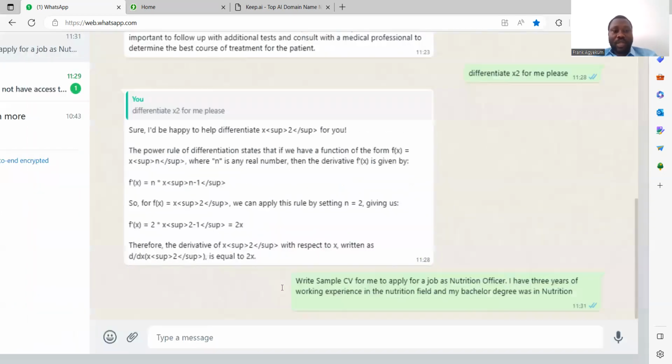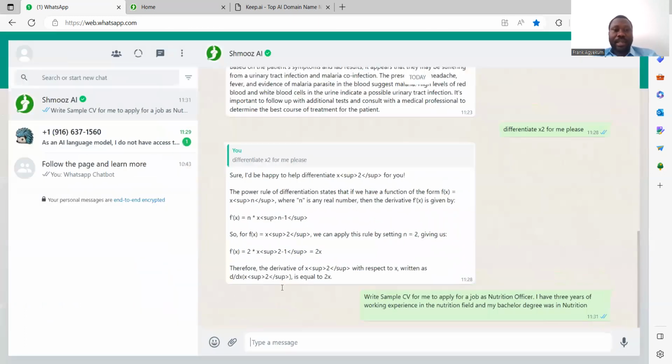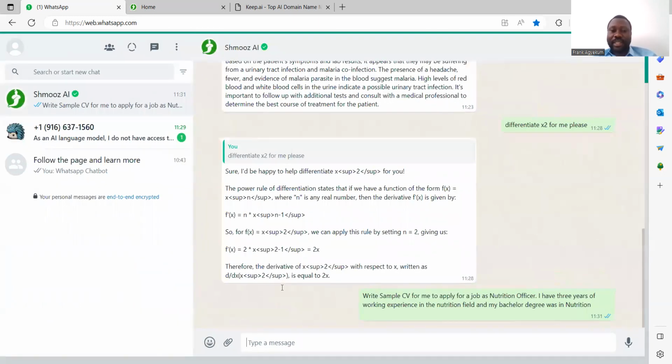Now, this WhatsApp chatbot is using artificial intelligence, some kind of coding to get your CV for you. So it is still working out to bring the answer. So we gave this command to Shmooz-ai. Okay, let's wait. Once we wait, we can go to Keepi-ai.